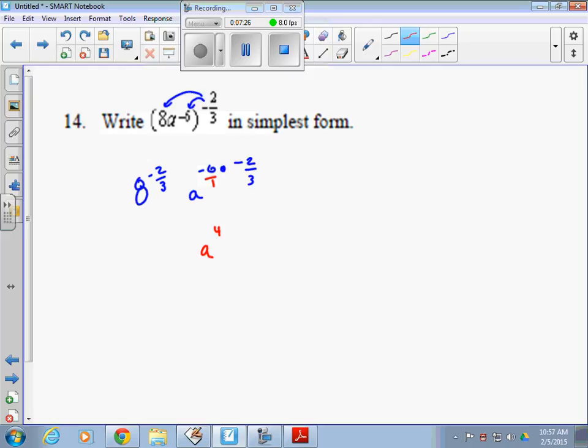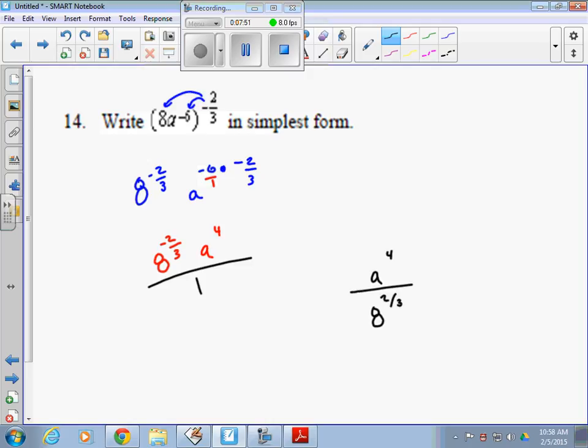The other one says 8 to the negative 2/3. Remember, the only thing that the negative tells you to do is ride the elevator. A to the 4th power is not going to ride the elevator. It's going to stay at the top. So when it goes down, it was over 1. A to the 4th is going to stay on top. 8 to the negative 2/3 is going to become 8 to the positive 2/3.